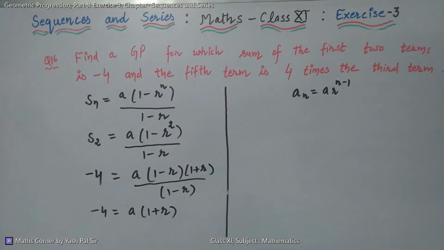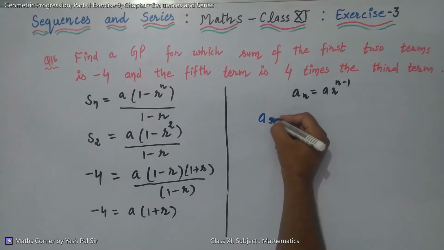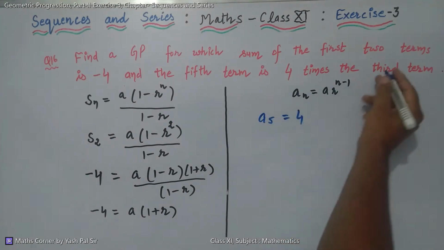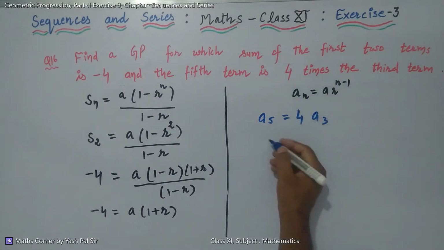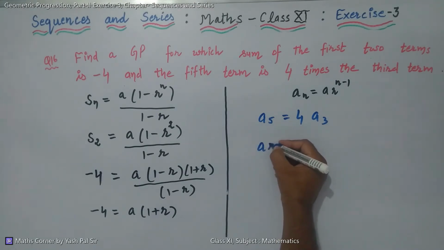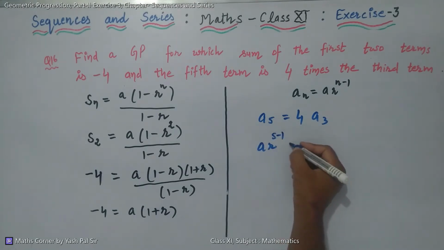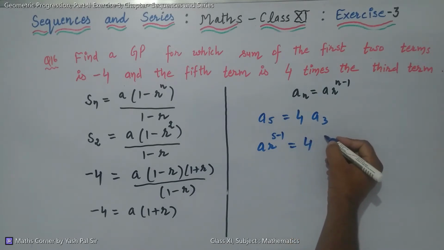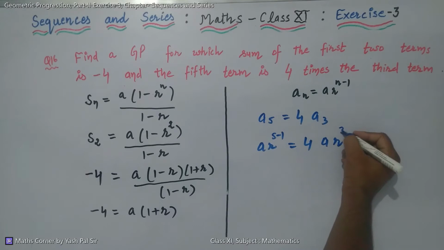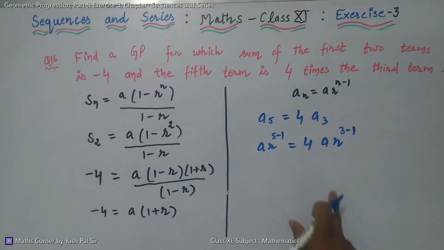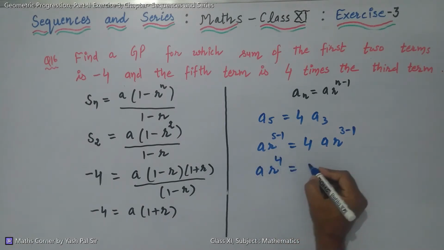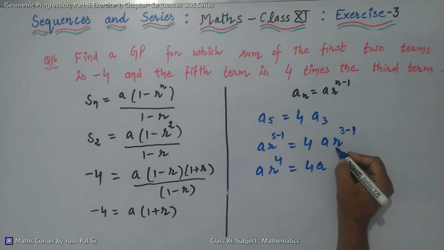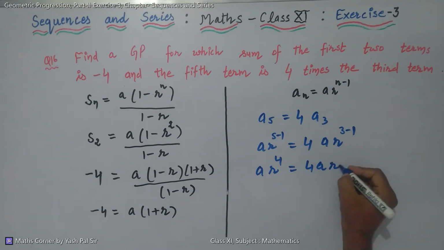Now coming to the next part. Fifth term is 4 times the third term. Meaning to say, a5 is equal to 4 times the third term a3. So we put the values according to this. This becomes a into r raised to power 5 minus 1 is equal to 4 into a r raised to power 3 minus 1. So accordingly we have a r raised to power 4 is equal to 4a r raised to power 2.